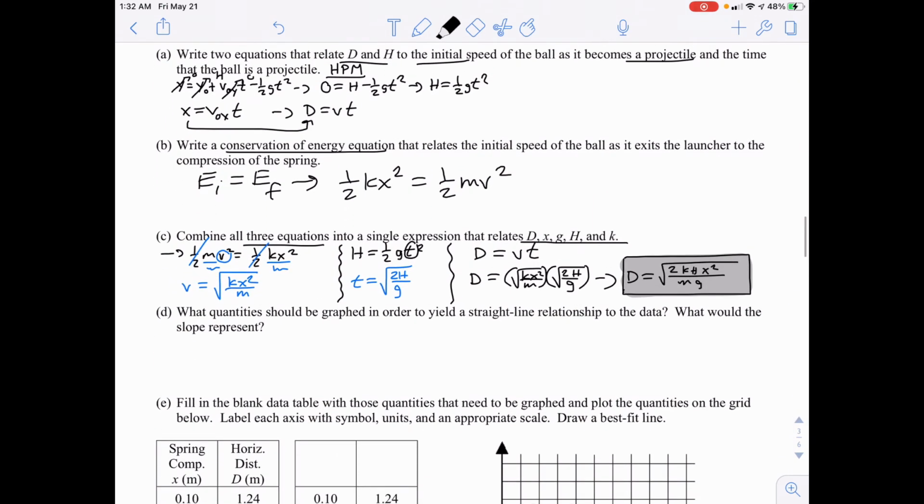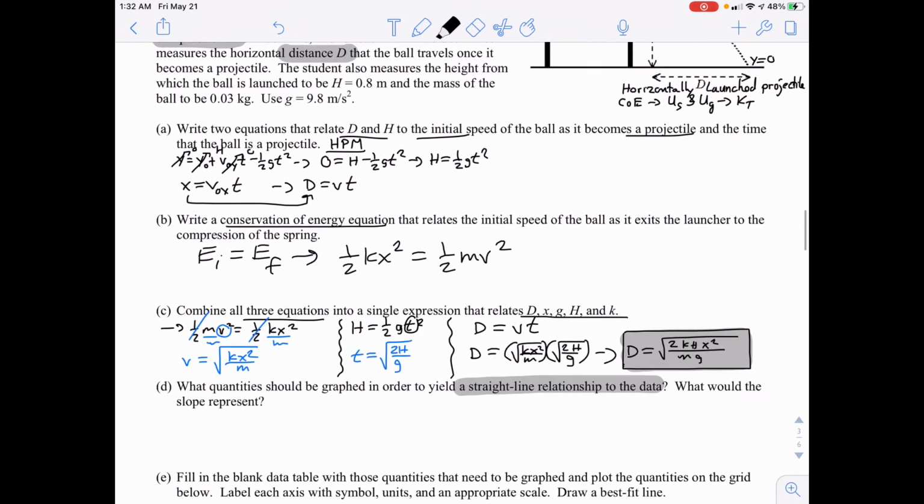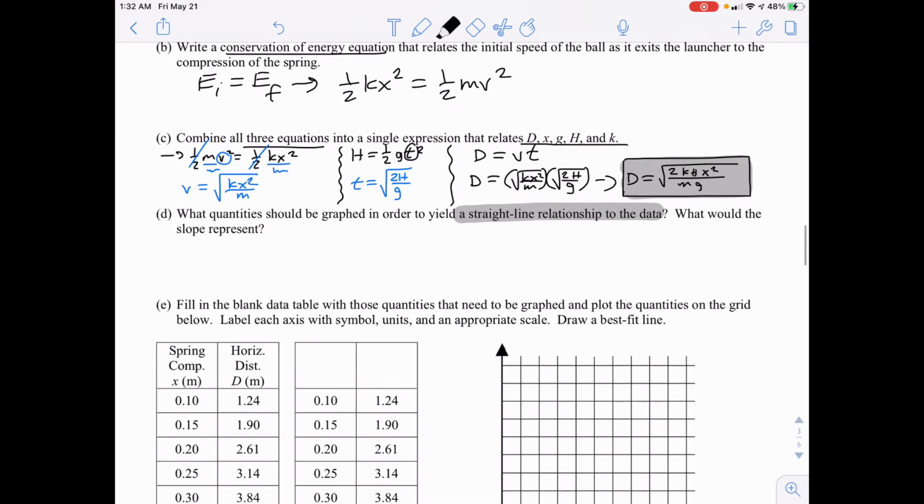Now, what quantities should be graphed in order to yield a straight line relationship with the data? Well, remember the variables. Go back to the data here. The student measures compression x, and the student also measures distance d. Okay, so those are the only two variables. Everything else should be a constant.